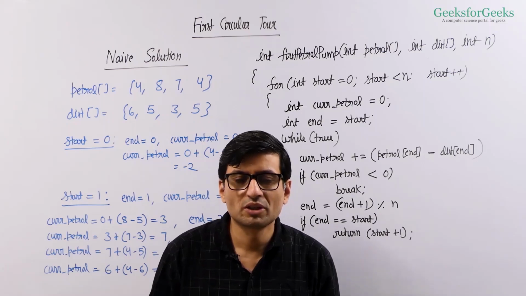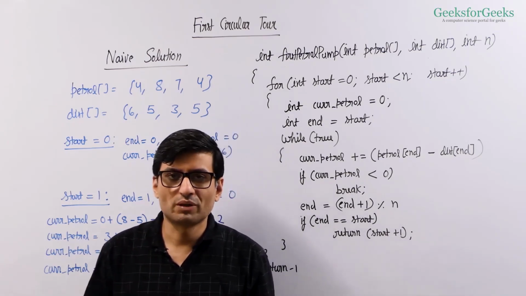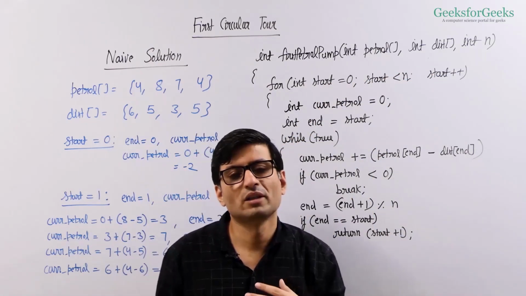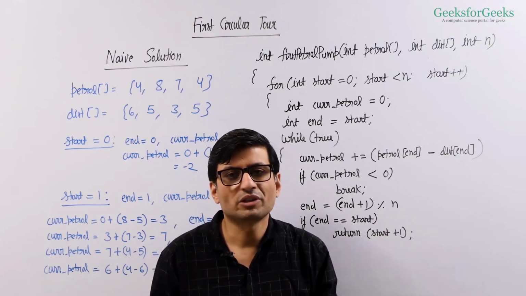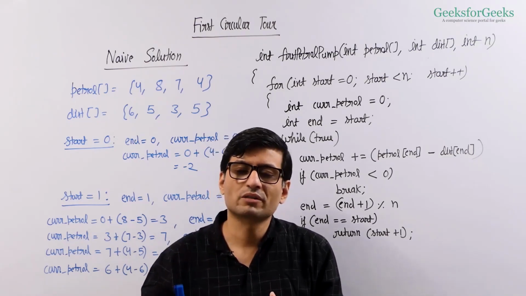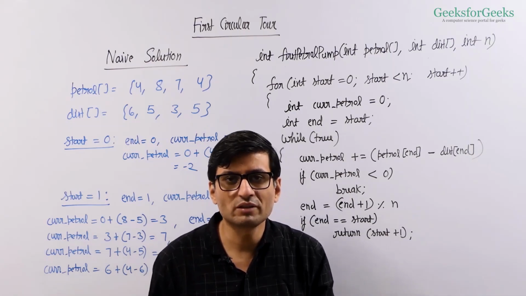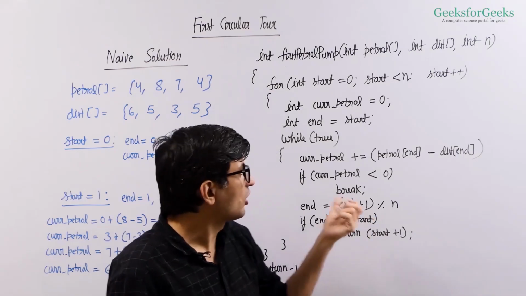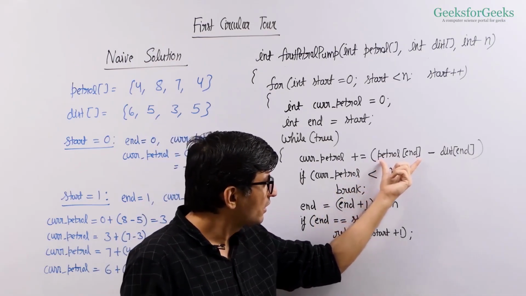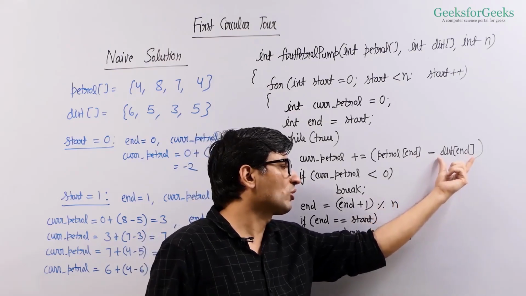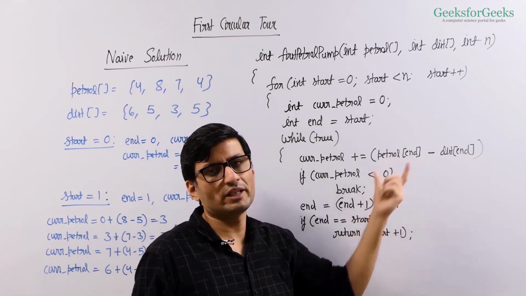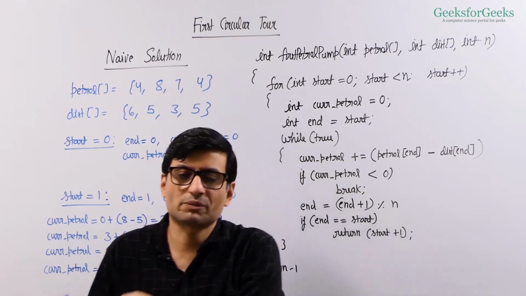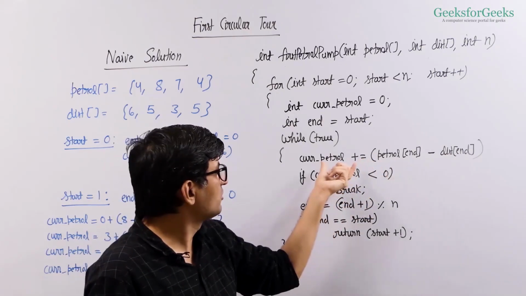In the naive solution, we consider every petrol pump as a starting point. We run a loop from start equal to 0 to n-1. When we consider the current petrol pump as a starting point, we move forward from this petrol pump to other petrol pumps one by one, and we check how much remaining petrol we have. So how do we get the remaining petrol? We subtract the distance to the next petrol pump from the petrol of the current petrol pump, right? So this gives us the petrol that you are going to have after you have reached the next petrol pump. And we keep on adding these values in the current petrol.